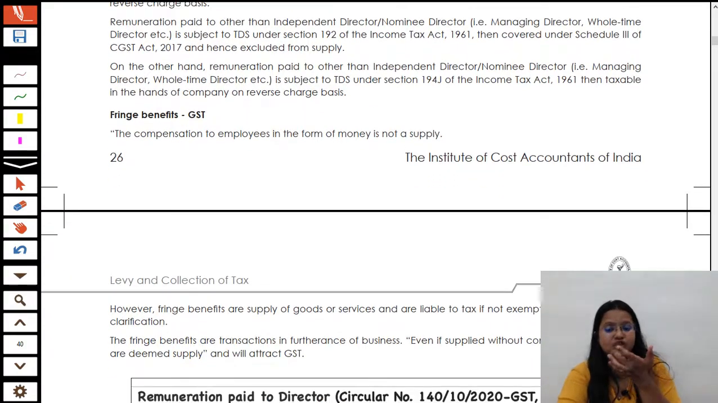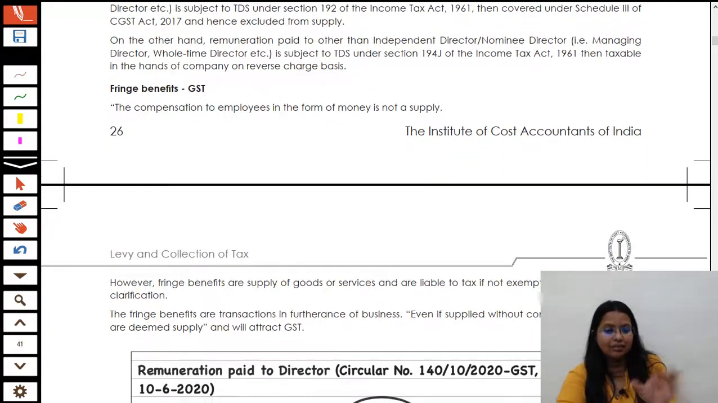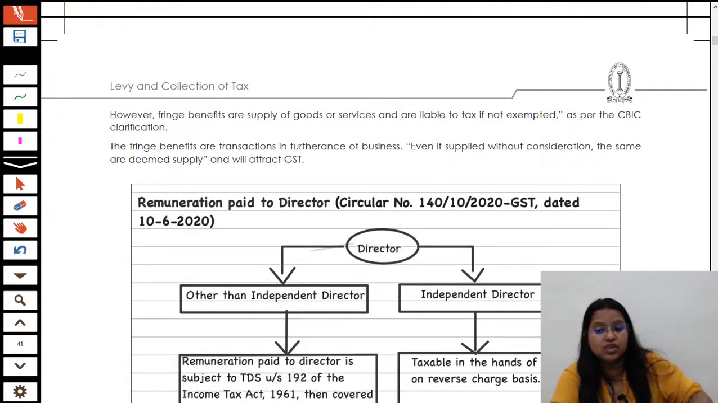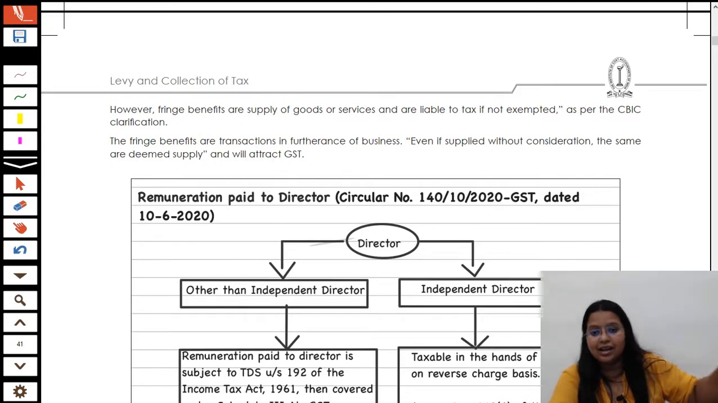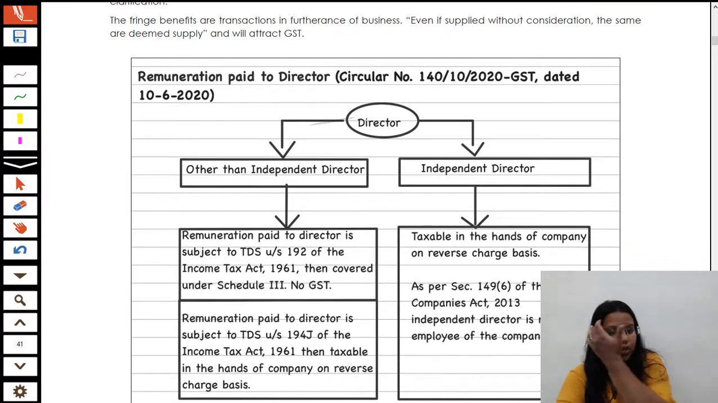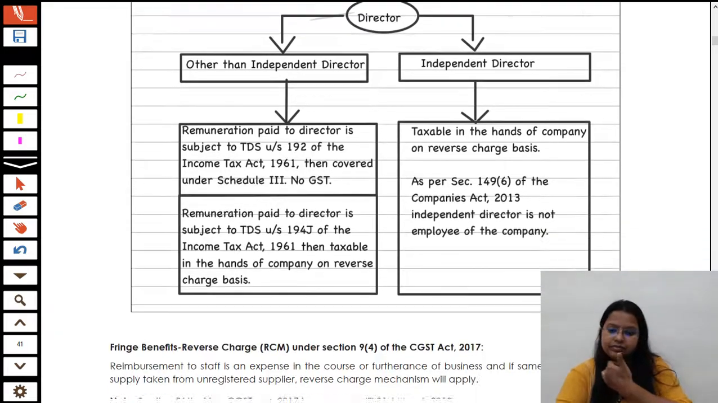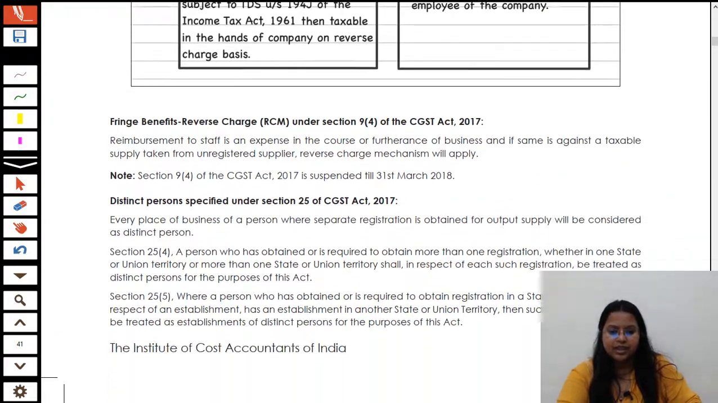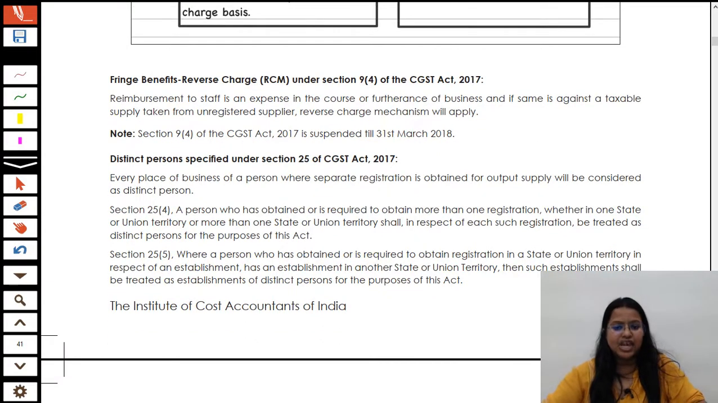Student, the compensation to employees in the form of money is not a supply. Okay. But if they are providing it as fringe benefits, so they are liable to tax until and unless they are not exempted. Fringe benefits means other benefits. Okay. These all points we have already covered. Next is fringe benefits, that is reverse charge mechanism applies.